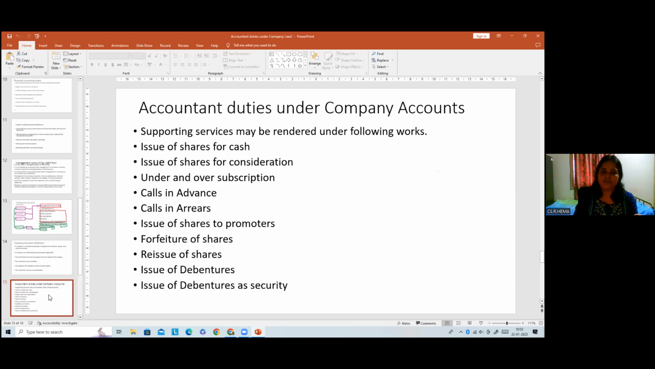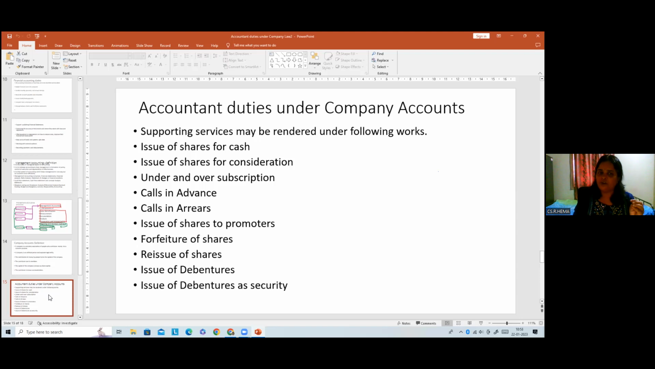That is a registered valuer and registered agents for dealing with the shares. For those companies, you can support. Issue of shares for cash, issue of shares for consideration. It's a separate topic to deal with.